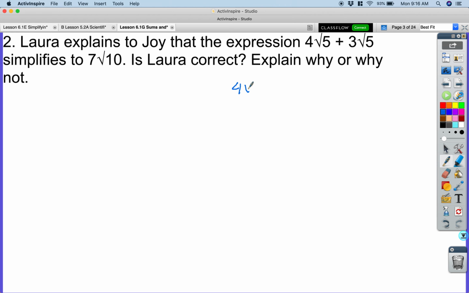So it's kind of like a variable. You add the coefficients, but you leave the square roots the same when you are adding and subtracting them. Okay? So it says we treat radicals very similar to variables or fractions.